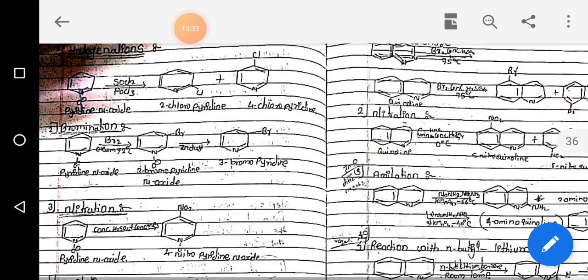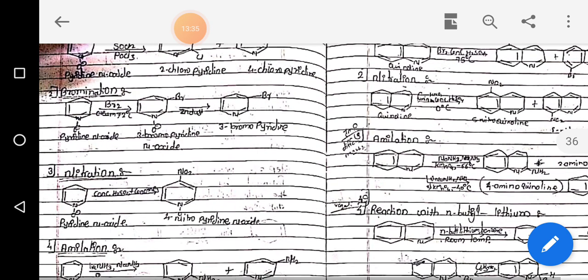So next reaction is bromination. For the bromination of pyridine N-oxide, the brominating agent used is Br2, and the temperature is important, that is 72 degrees centigrade. The bromination takes place at the 3 position, and the product formed is 3-bromopyridine N-oxide. For removal of the oxygen, zinc dust is used to remove the oxygen atom attached to the nitrogen atom, so you will get 3-bromopyridine.